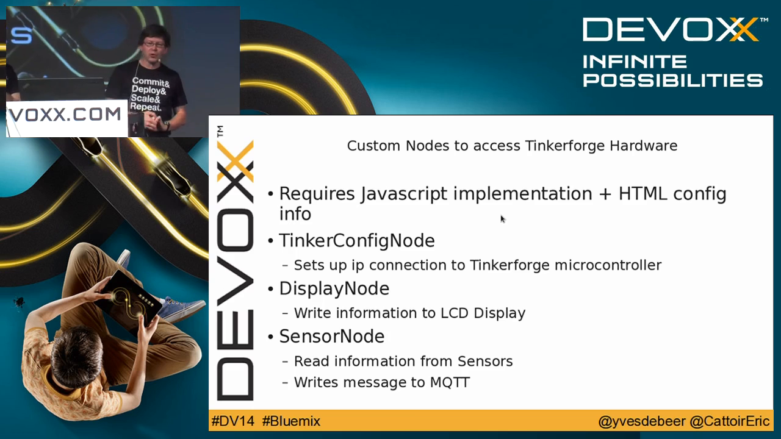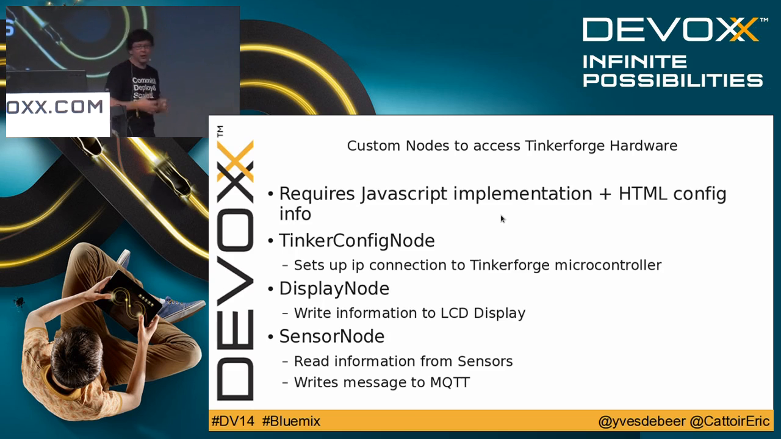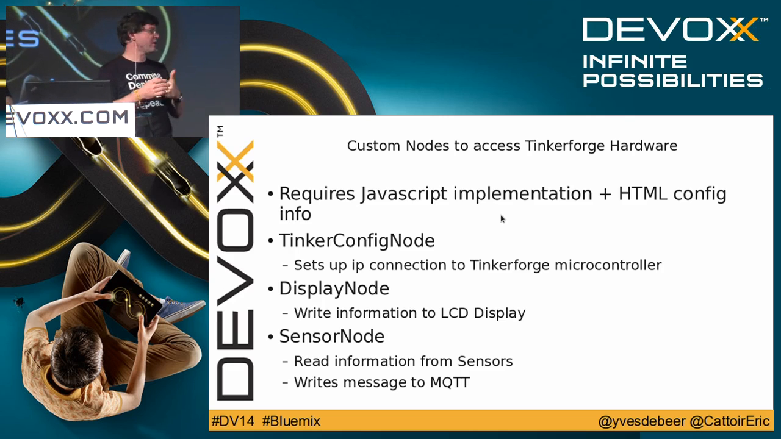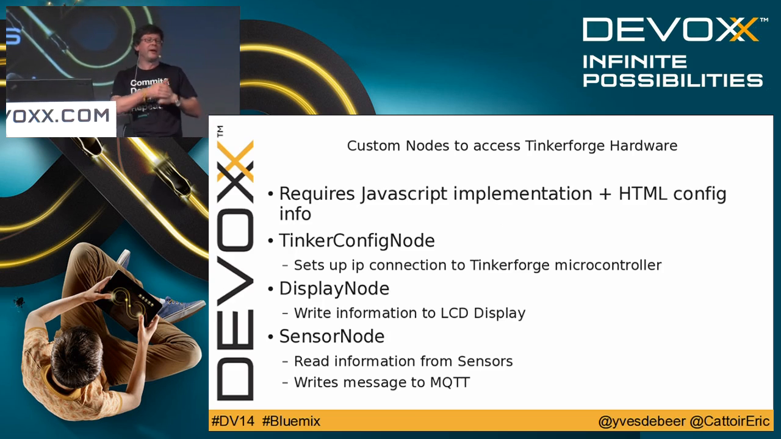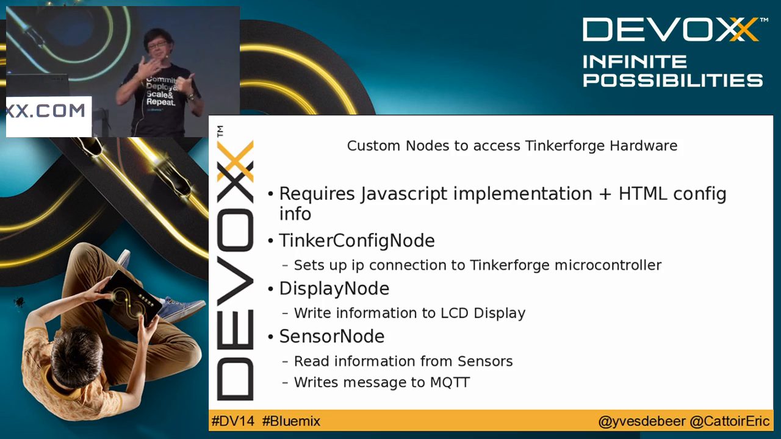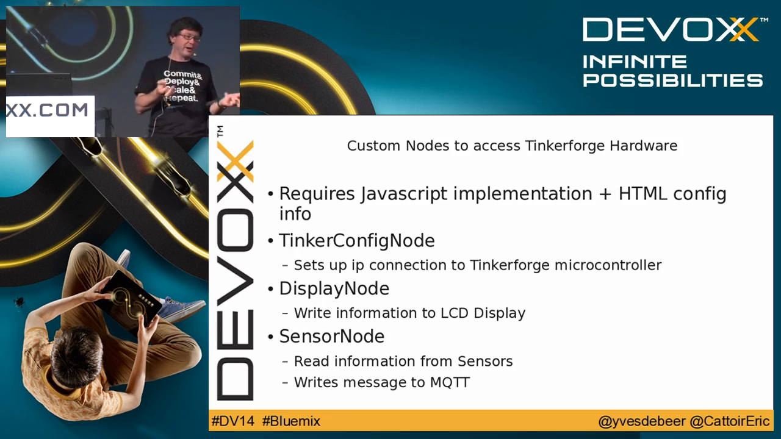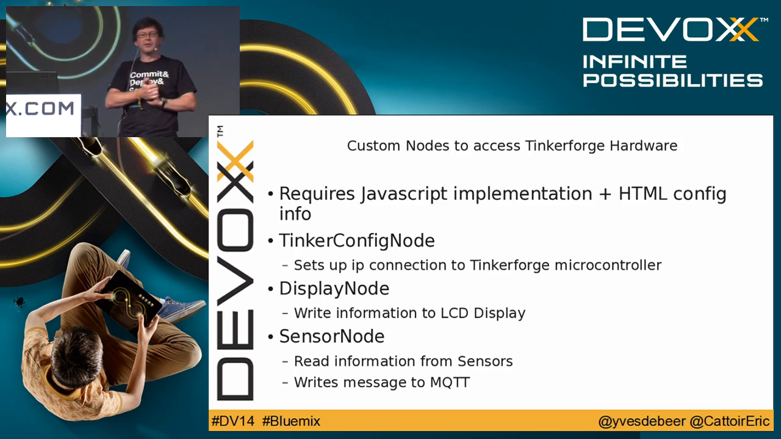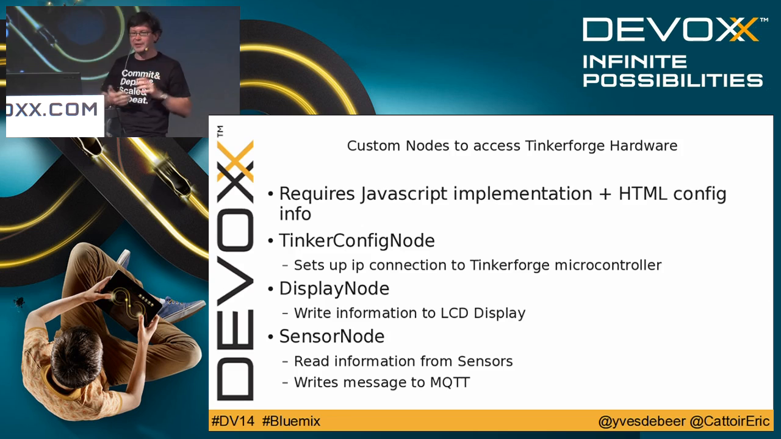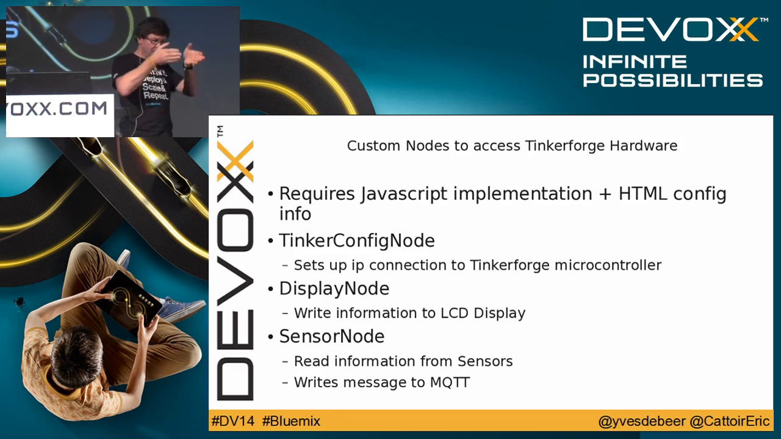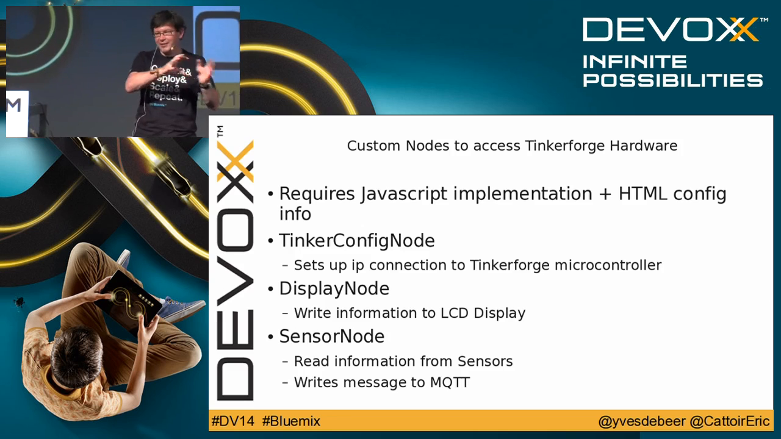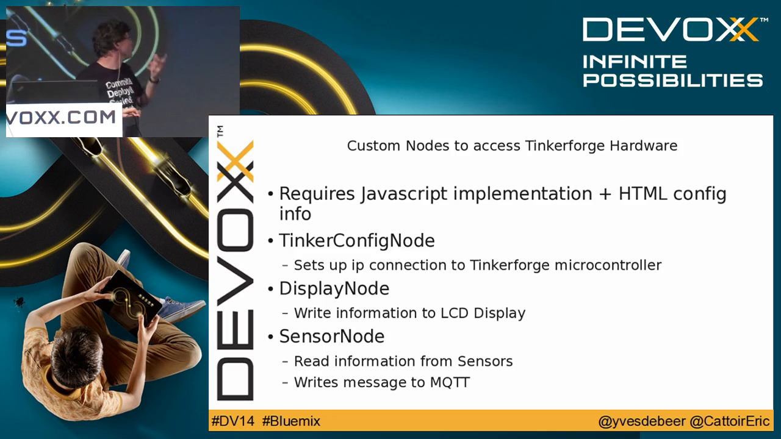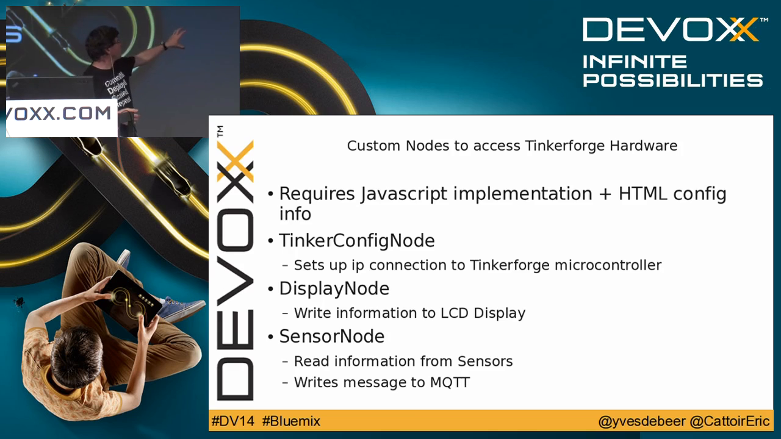So just a few more things about this. I build a number of custom nodes. How do you do that? You have to do two things. You have to write a piece of JavaScript. That JavaScript is doing all the work, so that's where you call, in this case for example, the APIs of my sensor device to read the values, or the APIs of my device to send information to the display. So that's nodes which I had to build.